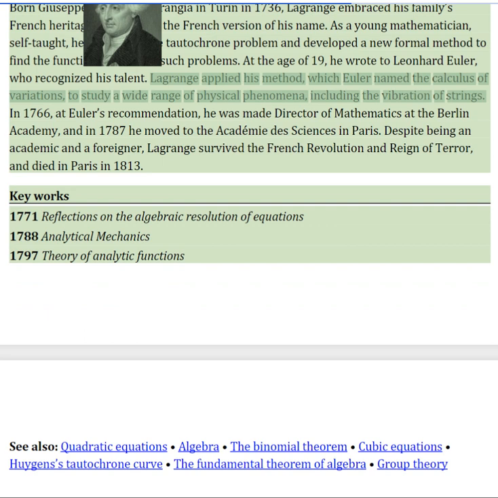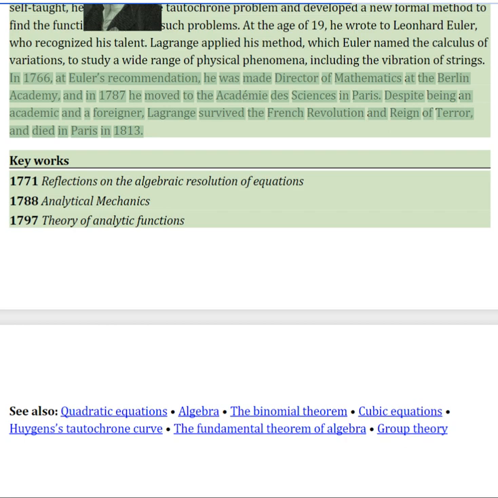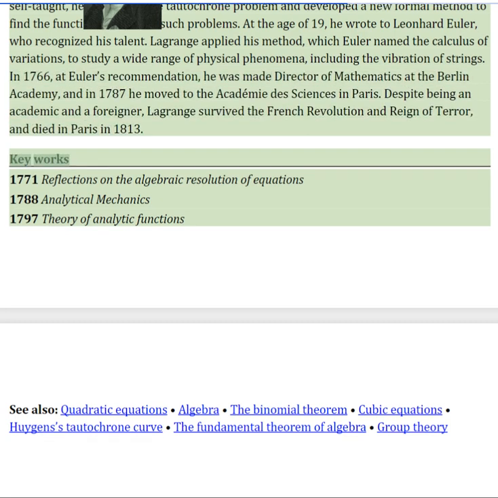Lagrange applied his method, which Euler named the calculus of variations, to study a wide range of physical phenomena, including the vibration of strings. In 1766, at Euler's recommendation, he was made director of mathematics at the Berlin Academy, and in 1787 he moved to the Académie des Sciences in Paris. Despite being an academic and a foreigner, Lagrange survived the French Revolution and Reign of Terror, and died in Paris in 1813.